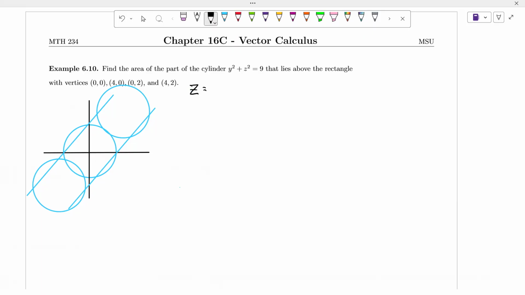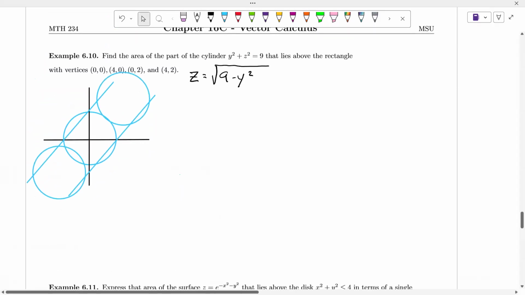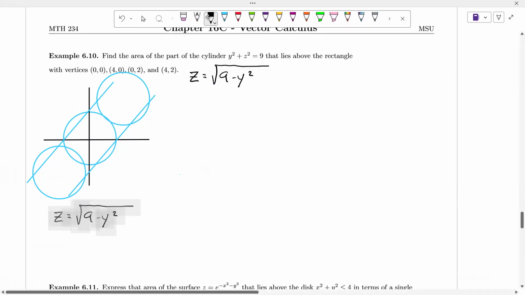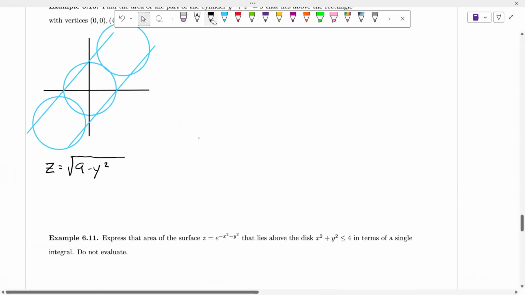So if I solve that thing for z, I can call it just the positive square root of 9 minus y squared. Maybe that one's not so bad. Oh yeah, that is this one. And that will let me start calculating some partial derivatives. So actually, I know I'm going to need a lot of space over there. So how about I move this down to here? Z is the square root of 9 minus y squared.